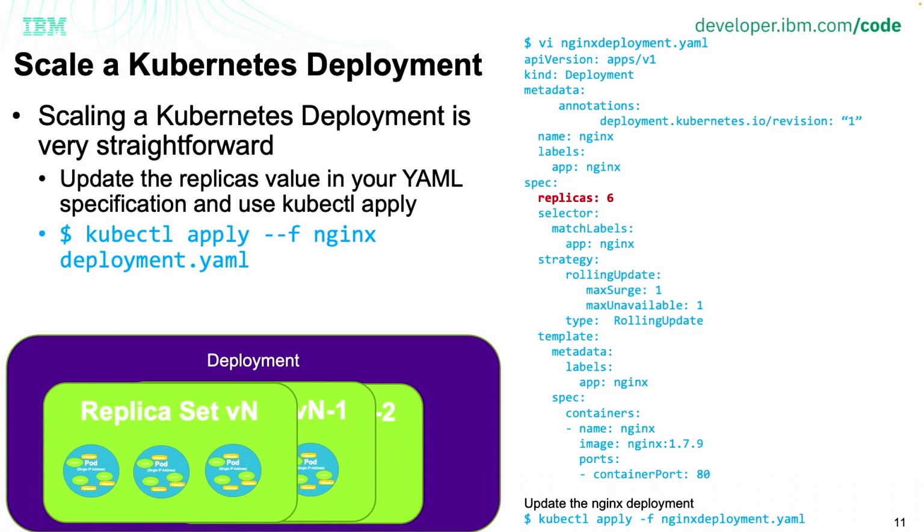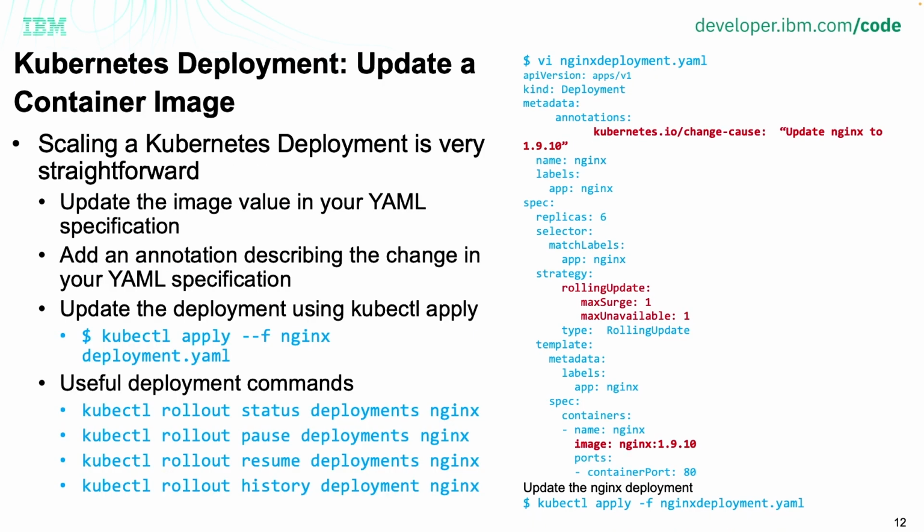And so just like a replica set, we get to set the replica value, and we can apply that. But then we can also do some neat things where we can add an annotation to say, hey, we're making a change. We'll update the image. And then we've got some values for how to do the update. There's a couple different choices, right?